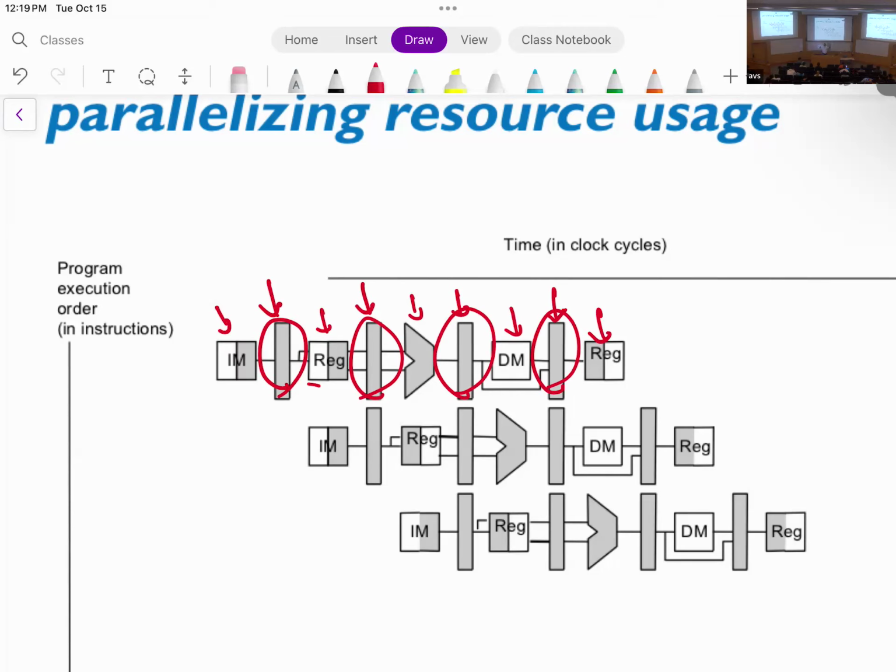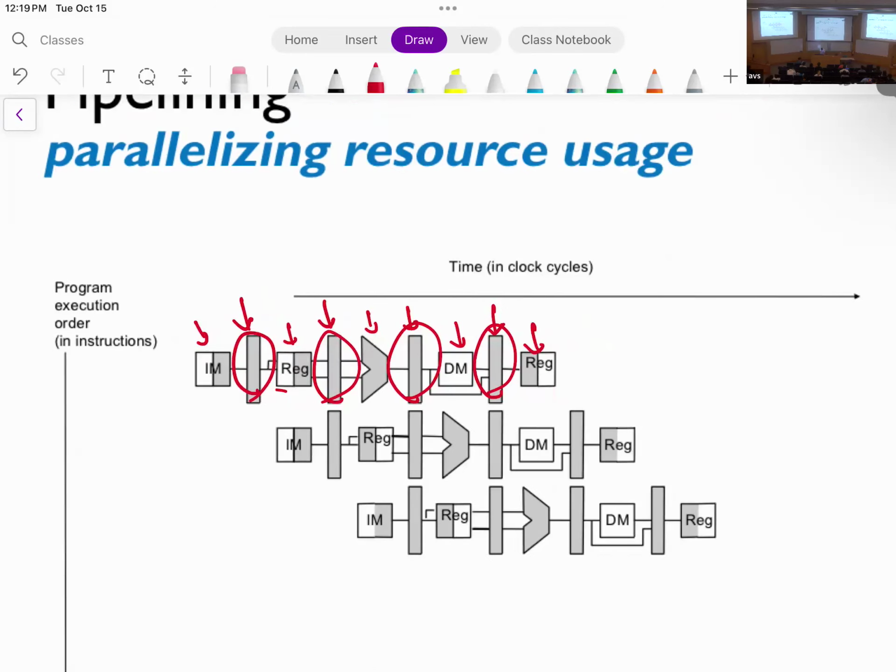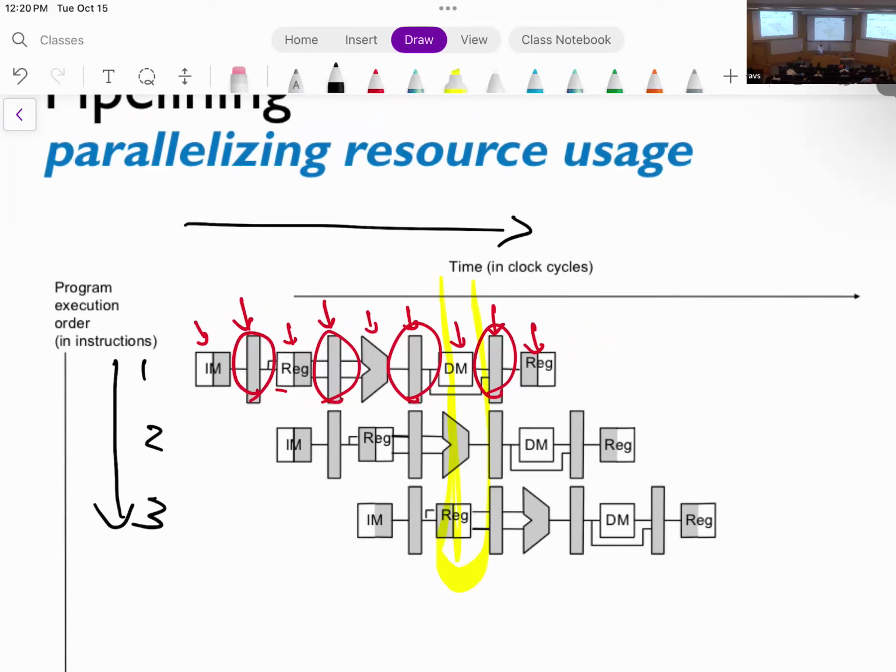And remember, the reason that we did 5 and not 3 and not 7 was that we wanted to make each stage take almost a similar amount of time as the others. Otherwise, I'm wasting time. So now what I'm going to do is have overlap. For example, this is instruction number 1, this is instruction number 2, this is instruction number 3, and this is my time. What I'm showing you is that in cycle 1, I'm going to fetch the first instruction, okay?